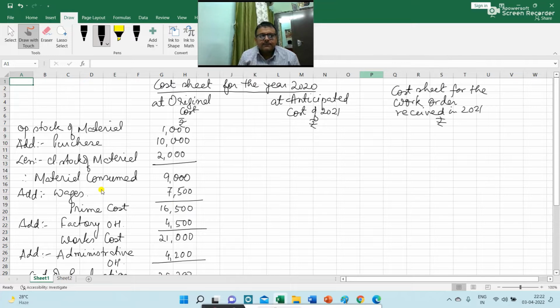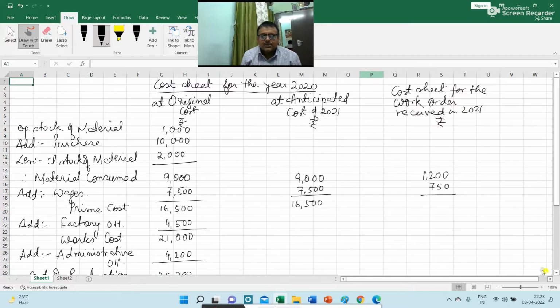Now it is given in the question that material consumed for the work order is 1,200 and the labor is 750. Since there is no change in the prime cost, I am taking here 9,000 and 7,500. So the prime cost is 16,500. There is no change in the material cost and the wages.